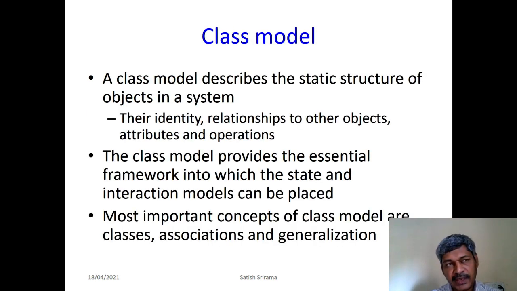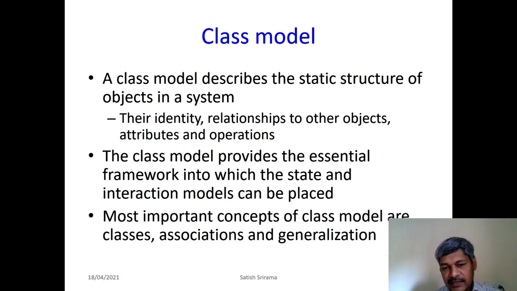We have seen that a class model describes the static structure of objects in a system. We have discussed the class model in detail. We have seen the object identities, what the classes are, and their relationships to other objects. We have seen associations, aggregations, generalizations, and composition relationships, along with their multiplicity, etc. We also have seen attributes and operations of classes. These are the ones that describe the static structure of objects in a system.